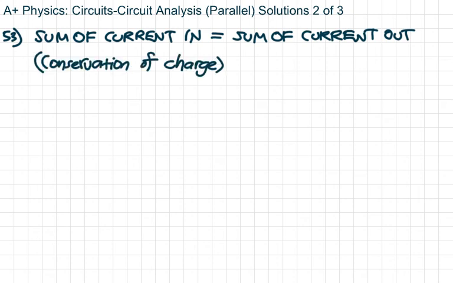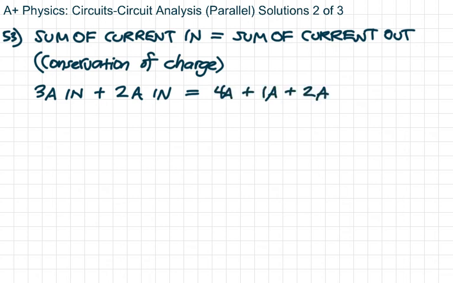All right, so let's take a look at the arrows. Going into the junction, I have 3 amps and 2 amps. Based on the arrows coming out of the junction, I have 4, 1, and 2 amps. All right, so 3 plus 2, here's some hardcore math. Ready? 3 plus 2 equals 5. On the right side of the equation, 4 plus 1 plus 2, whoa, add 3 numbers, that's a toughie. 4 and 1 is 5 and 2 is 7 amps.